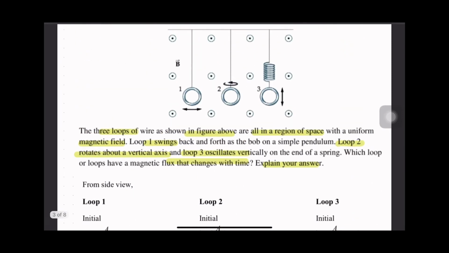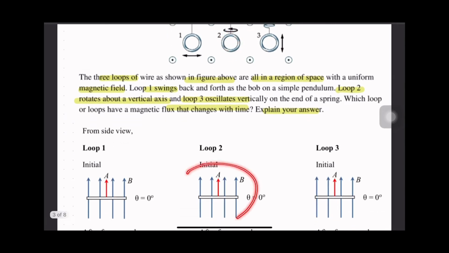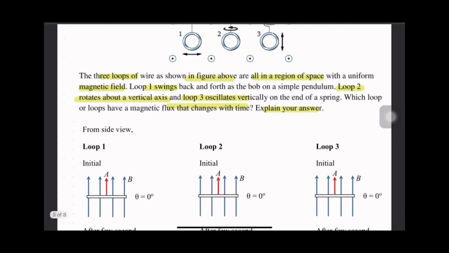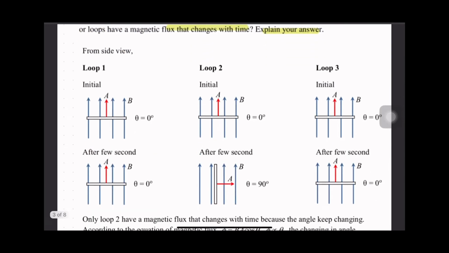Okay, for loop 2, it says rotate. When it rotates, initially you see it like this, its position is like this, meaning the plane is parallel to B. So the area vector A and B have an angle of zero. But when we rotate, the plane becomes parallel to B instead, so the area vector A and B will be 90 degrees. So here we can see that when it rotates, the angle will change.